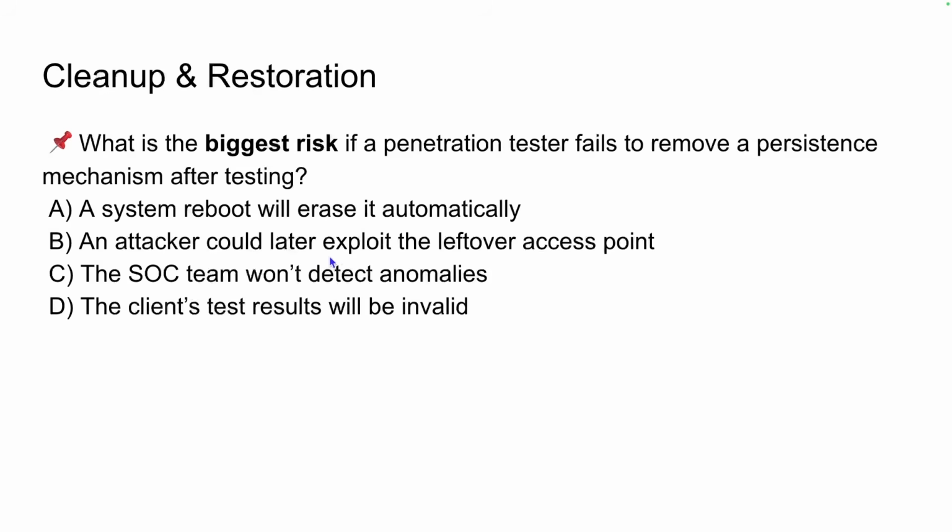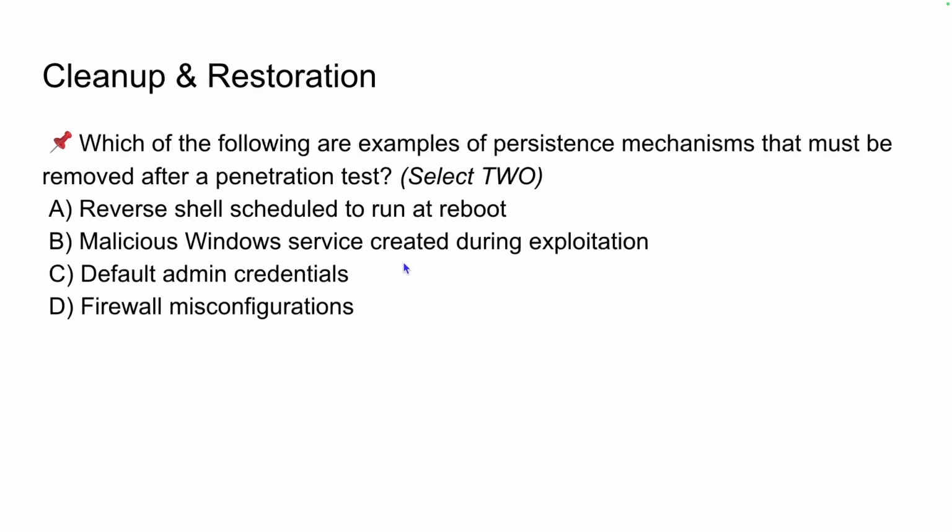An attacker could later exploit the leftover access point. That's the one. The SOC team won't detect anomalies. Not really the biggest risk. The client's test results will be invalid. Also not the biggest risk. These things can be problems, but it's not the biggest risk. The biggest risk is that somebody else, a malicious person, can actually reuse what you did and get into the system. So that would be B.